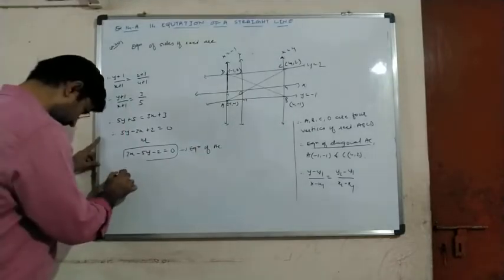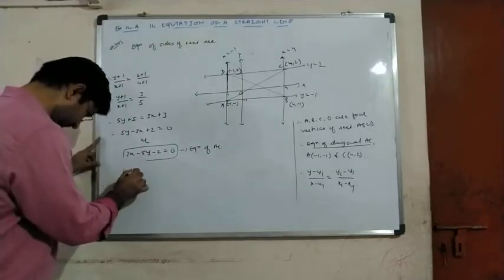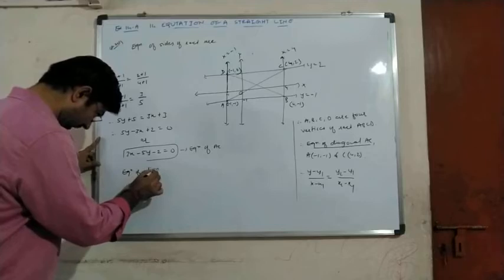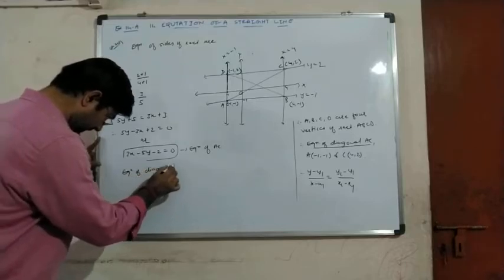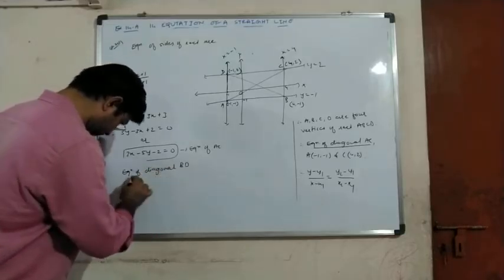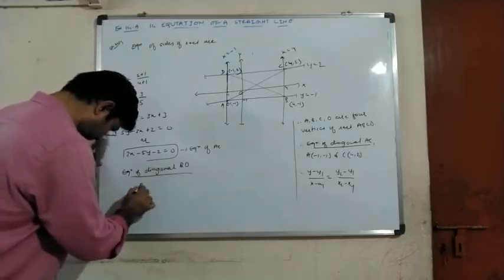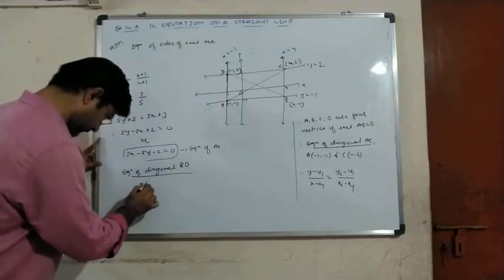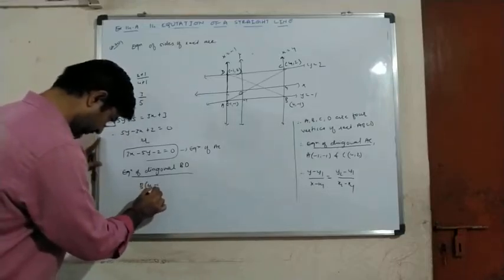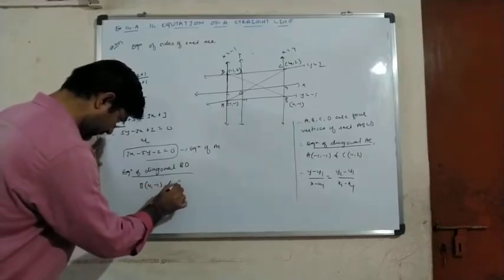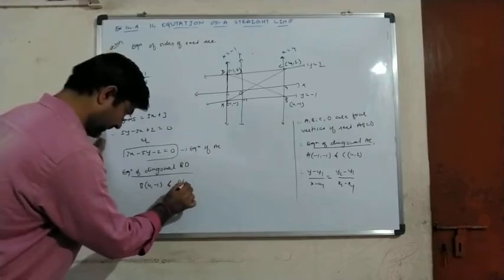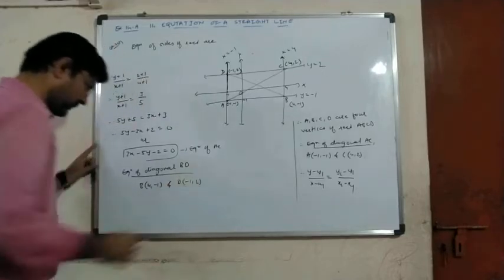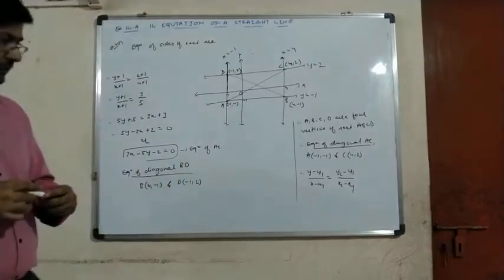Now the equation of diagonal BD we have to find. We have coordinates of B 4 comma minus 1, and coordinates of D are minus 1 comma 2. Again we will put the 2-point formula.